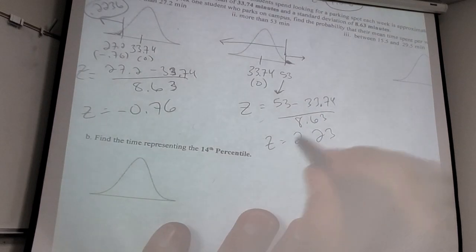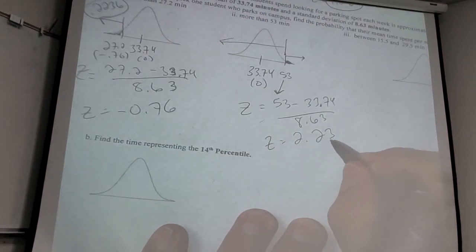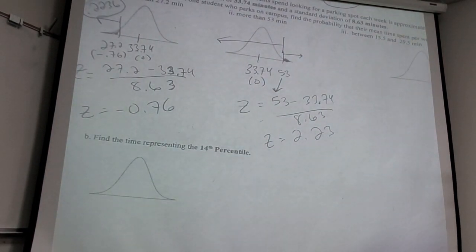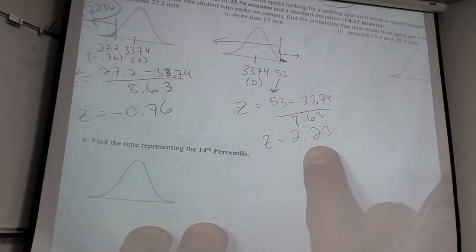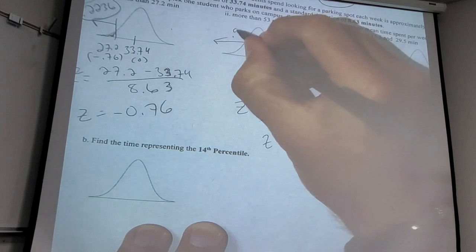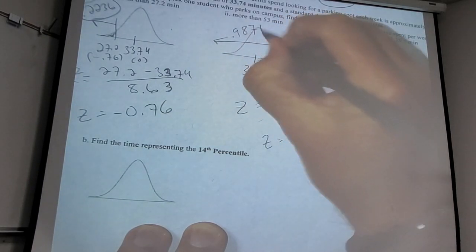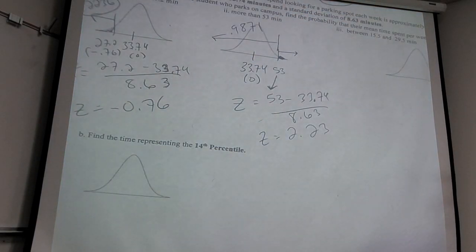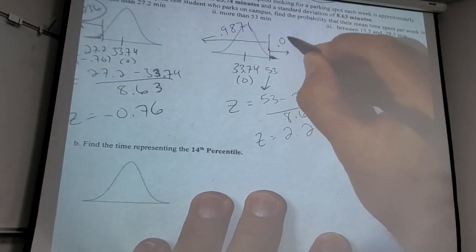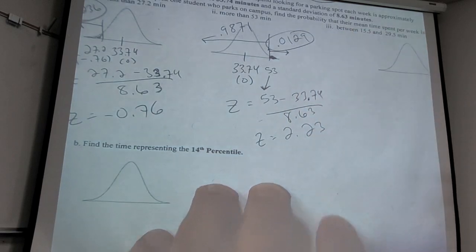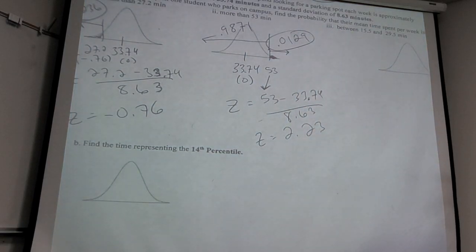So now, don't just circle this, because we're only halfway done. What do you get when you look up 2.23? 0.9871. Okay. So then what's the actual answer? 0.0129. How do you get 0.0129? Just do 1 minus 0.9871.